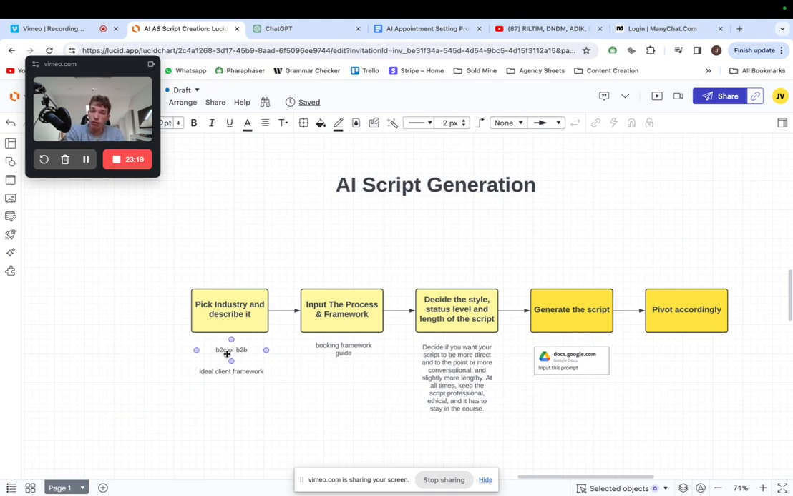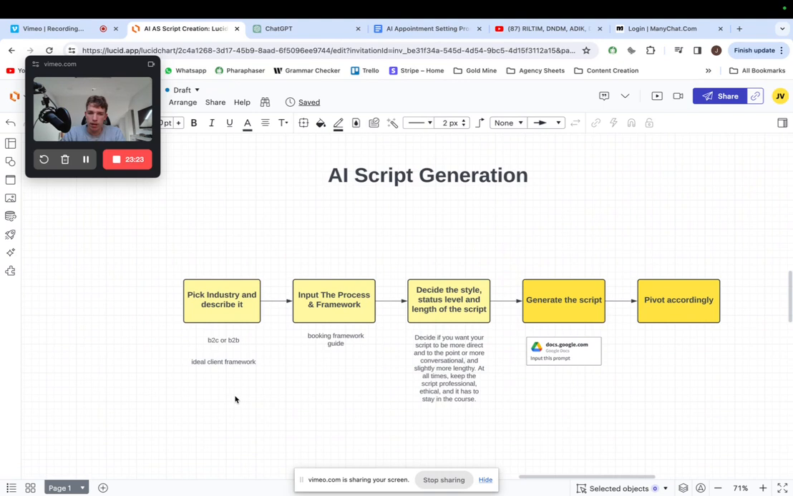Also create an ideal client framework. I have a guide for this later on, on what kind of questions you should answer to develop a pretty good ideal client framework and avatar. So if you want that, just let me know and I'm going to send it to you. But those two things, describing an industry and finding your ideal client avatar, are going to be very important for the prompt that we're going to put into GPT later.